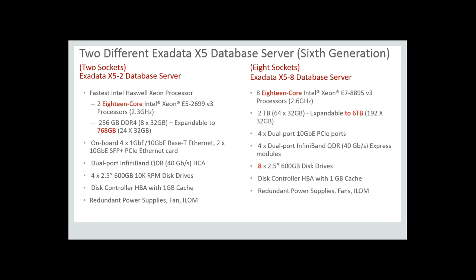So I think by now you should be clear what X5-2 means and what is the meaning of X5-8. If anyone asks you what is the meaning of X5-2 and X5-8, you can simply say X5 is the version and 2 is the number of sockets. Same way for the X5-8 machine, X5 is the version and 8 is the number of sockets. So this is the latest Exadata configuration, and this is only about the database server.